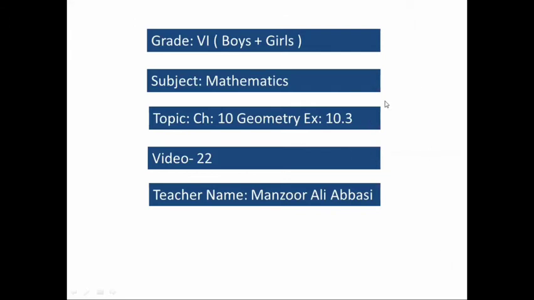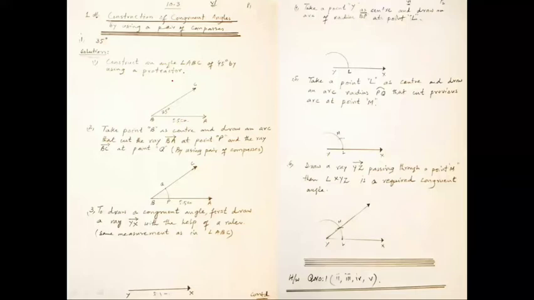Today we are going to start the 10.3 lecture number 22. In 10.3, we have question number 1, construction of the congruent angles by using a pair of compass. Dear student, in the first part we are given 35 degrees.